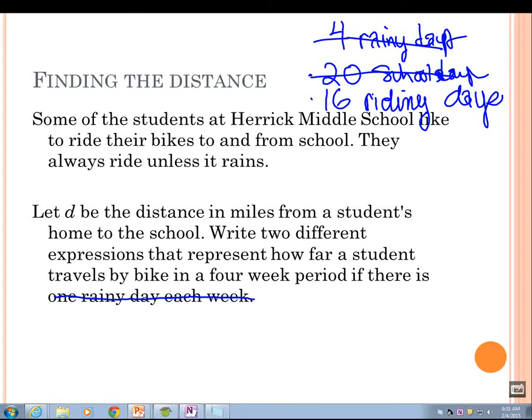We got 2 minutes and 22 seconds. I fixed my clock to be actually timed this time. So how are we going to do the distance they're going to be going? What distance are they going to be going?